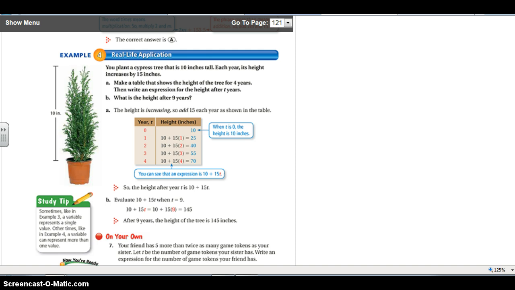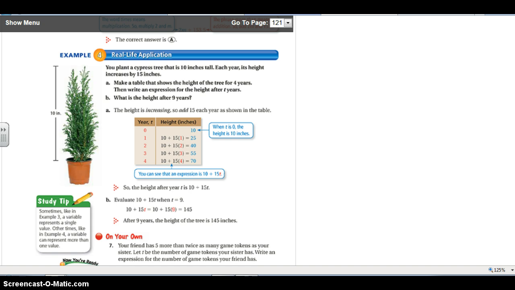But at this point, after 4, because we don't have anything listed anymore, if I wanted to know what 9 was, I wouldn't have to continue the chart. I would have to say, what is 10 plus 15t, and I'm looking at example B, that equals 10 plus 15 times 9, and that's 145 inches.